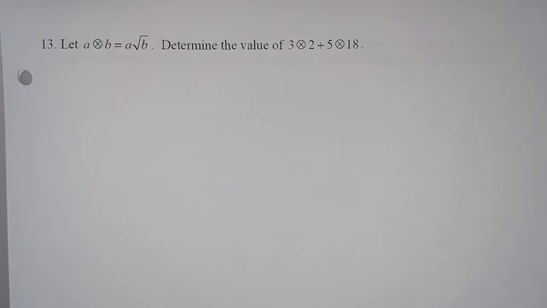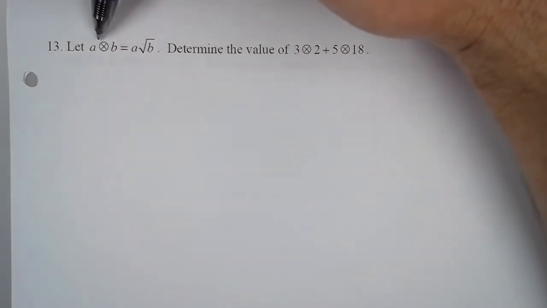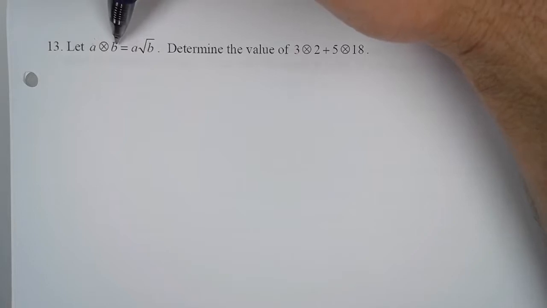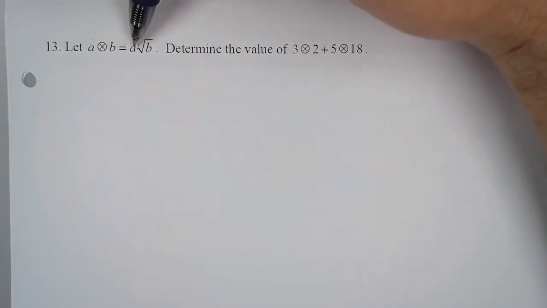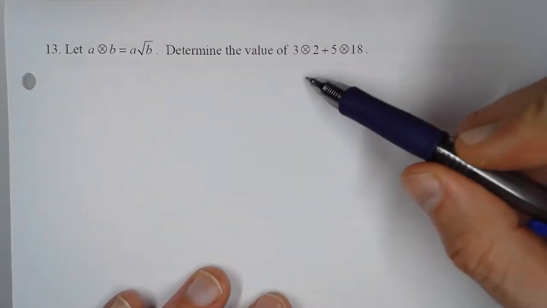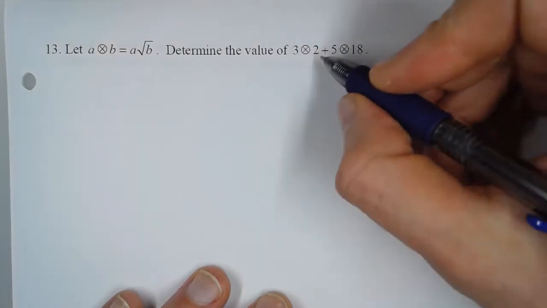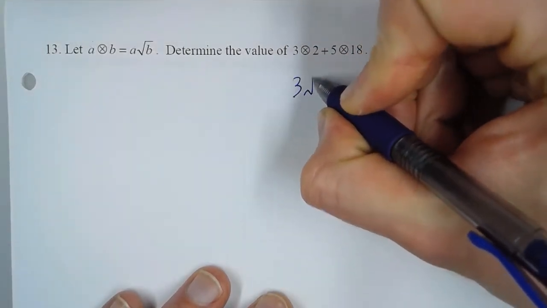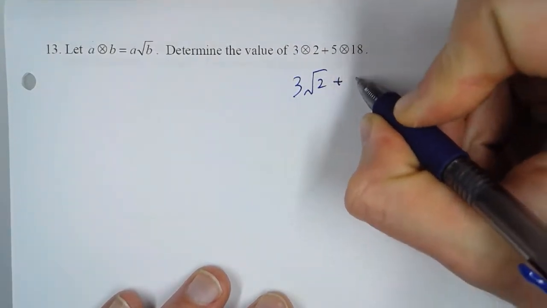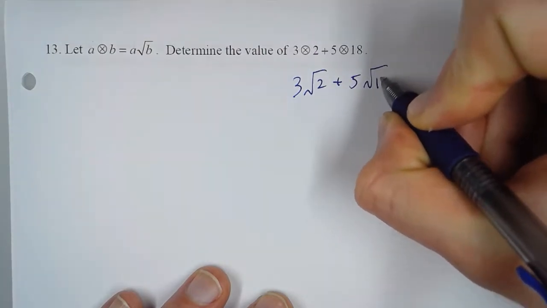In this problem, they give us this symbol, and it says you take the number in front and the number behind it, and that's the same as the first number times the radical of the second number. So we want to determine the value of this expression. So this is the same as 3 radical 2, and this is the same as 5 radical 18.